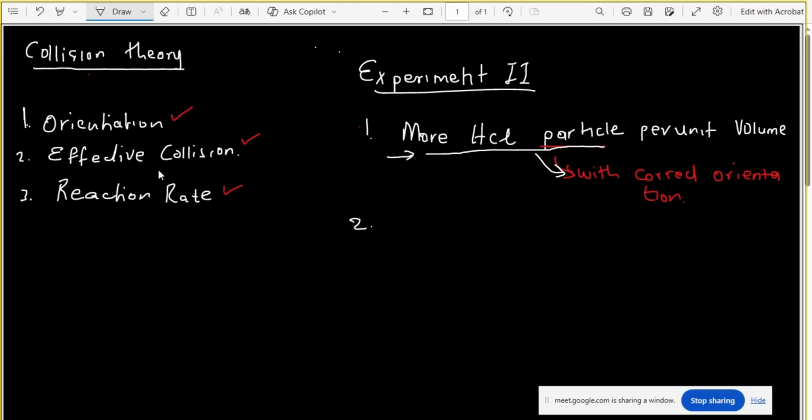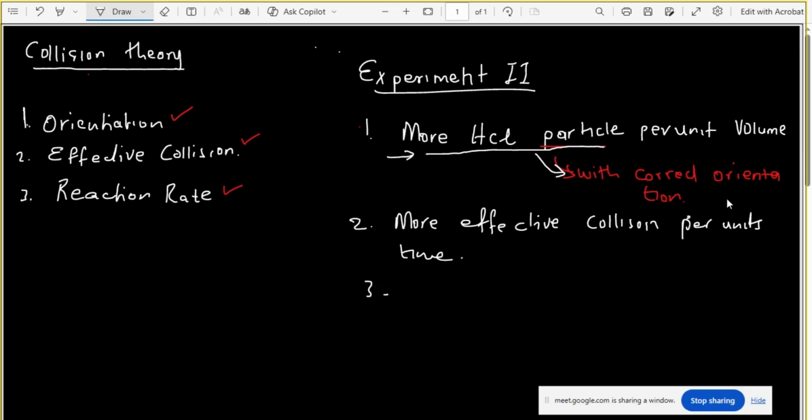It's going to be more effective. Exactly. There'll be more effective collision per unit time. So now, if there's more collision per unit time, what can we say about the reaction rate?